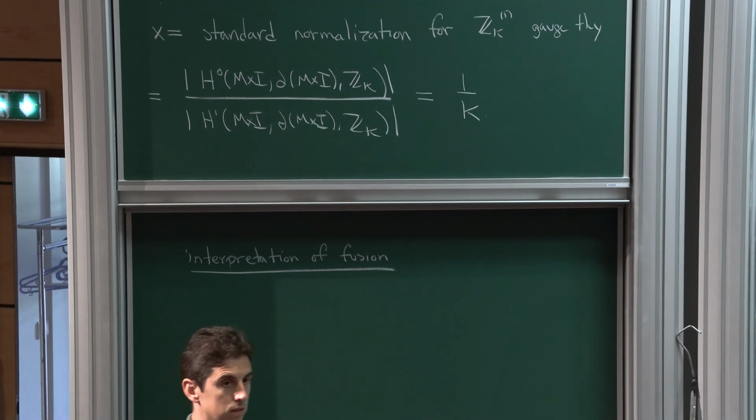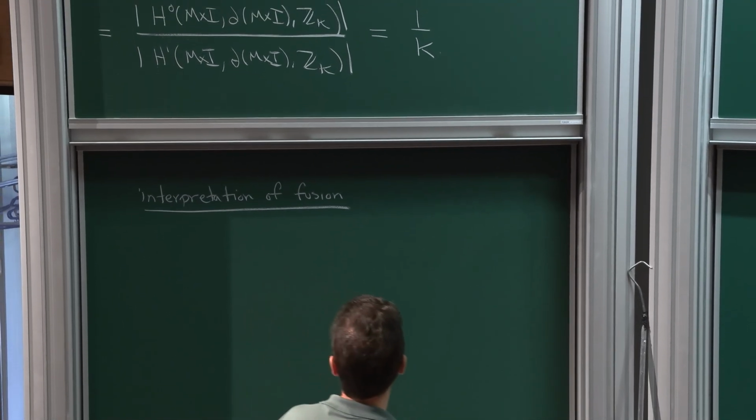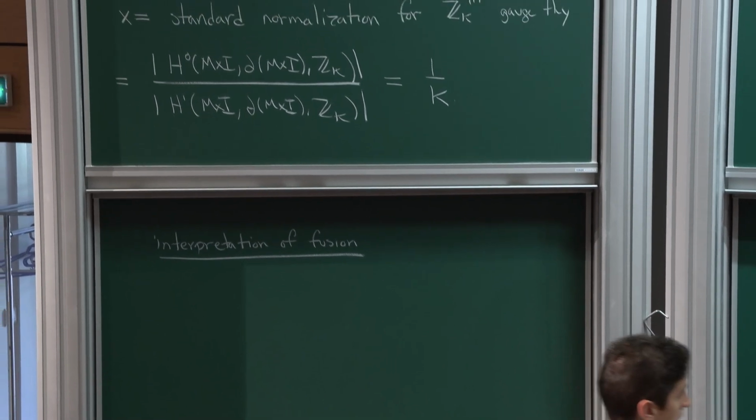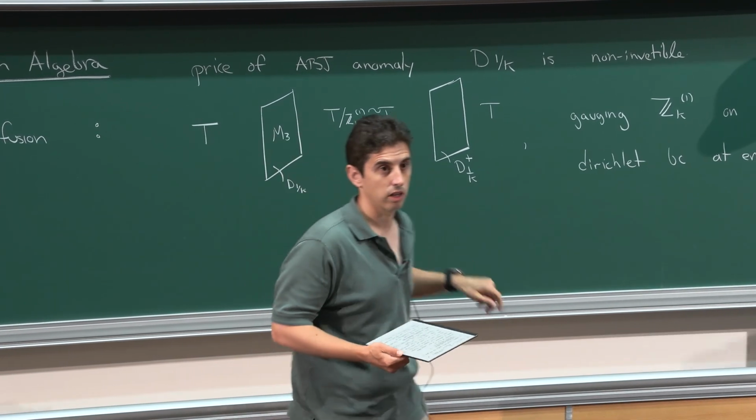Yeah. Have you used an Euler counterterm to make it 1 over k? Have I used an Euler counterterm to make it 1 over k? No, because this defect is on a 3-manifold, and so the Euler characteristic is just 0.